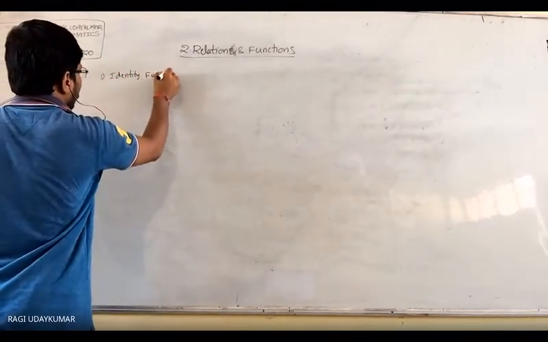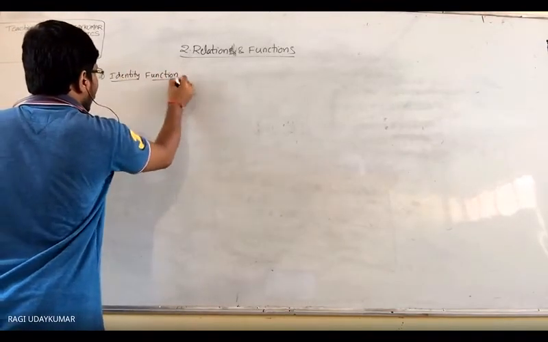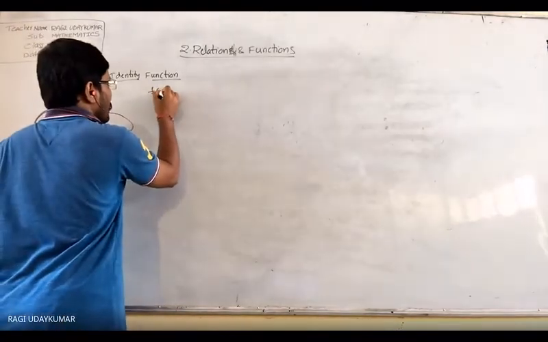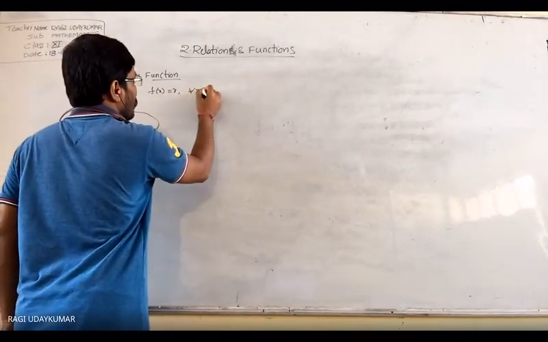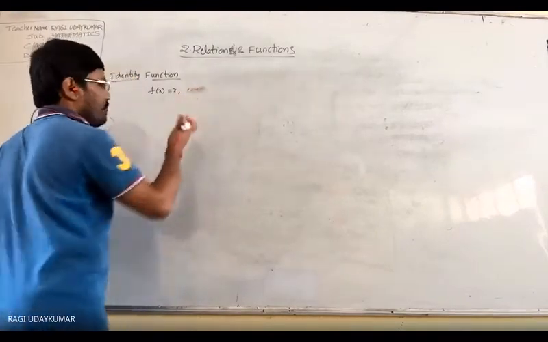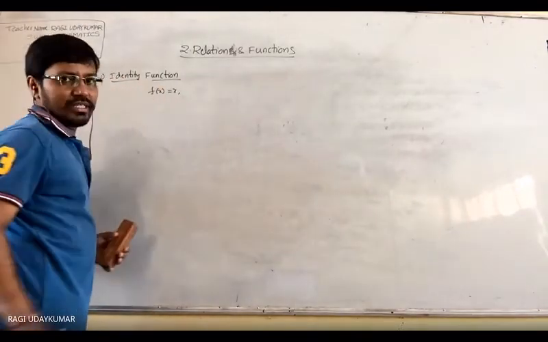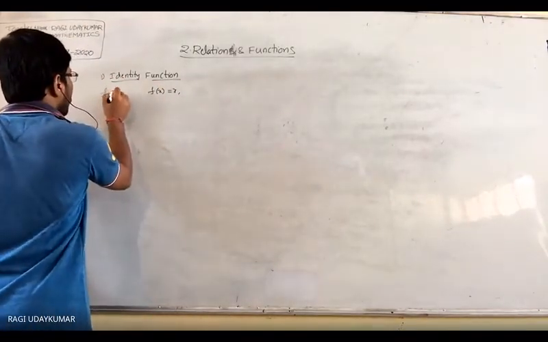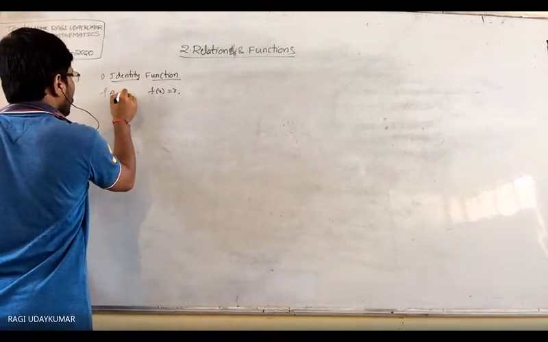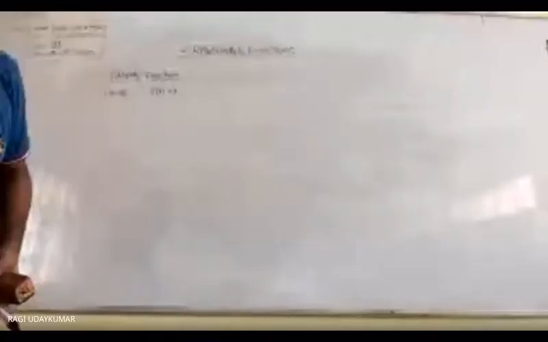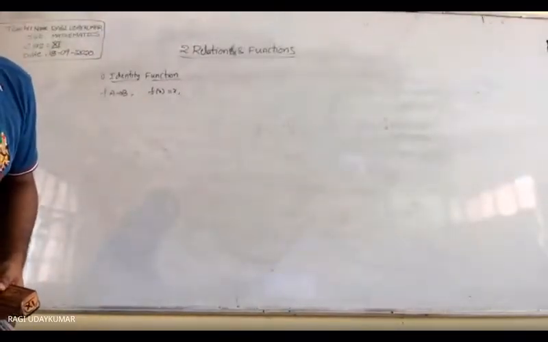Identity function. Which function is called an identity function, and how will the graph of the identity function look? If a function is f of x equals x, for all x belonging to any set, if you take f of x equals x, then this function is called an identity function. If f is defined from A to B, where A and B are any sets, and f of x equals x, then that function is called an identity function.